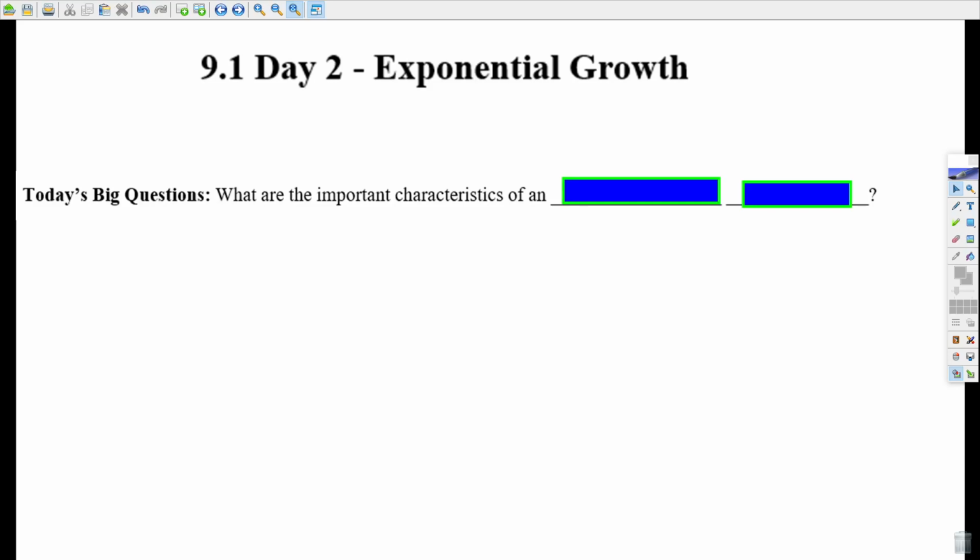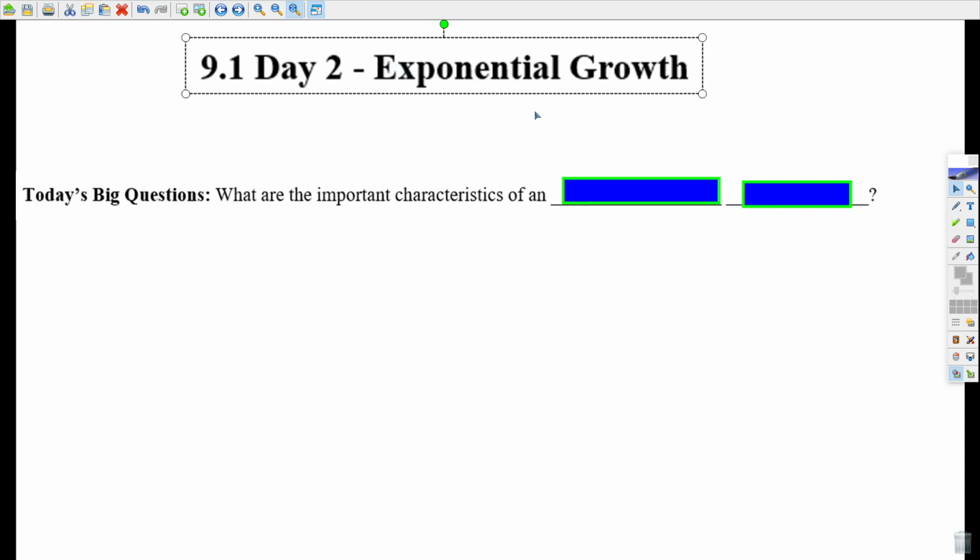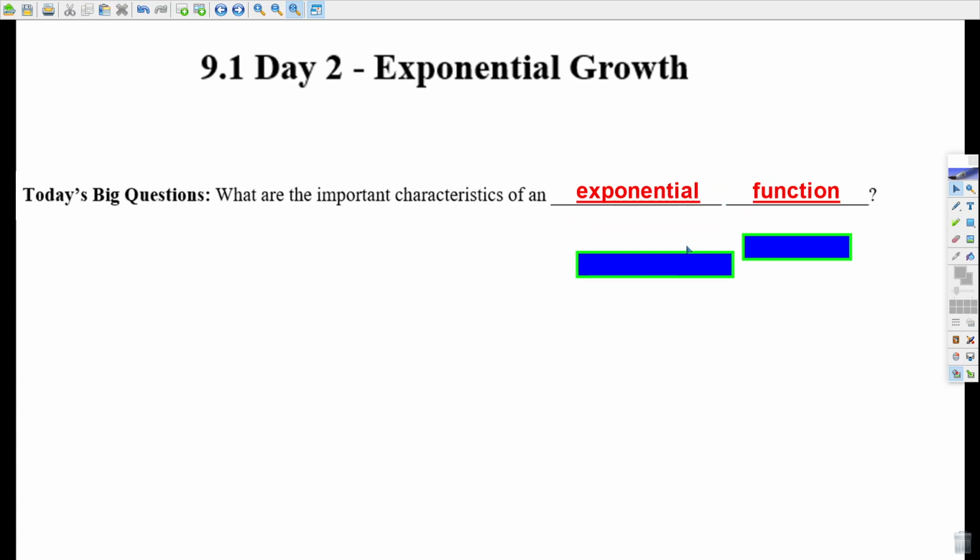9.1, day 2. Still talking about exponential growth, but now we're going to add in that a value. So what are some important characteristics of an exponential function? We'll get into some domain and range and do some more graphs with these. So exponential function again.